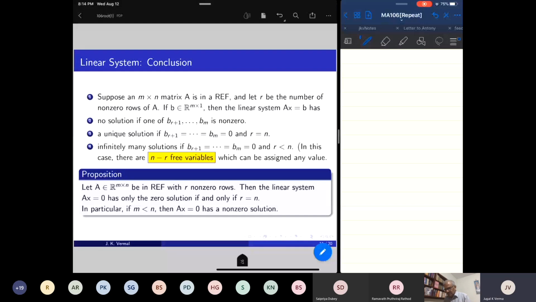So if the number of equations is less than the number of variables, then a homogeneous system Ax equal to 0 has a non-zero solution, namely those basic solutions corresponding to non-pivotal variables. So if there are more variables and fewer equations in a homogeneous system where A is in row echelon form, then there is a non-zero solution.